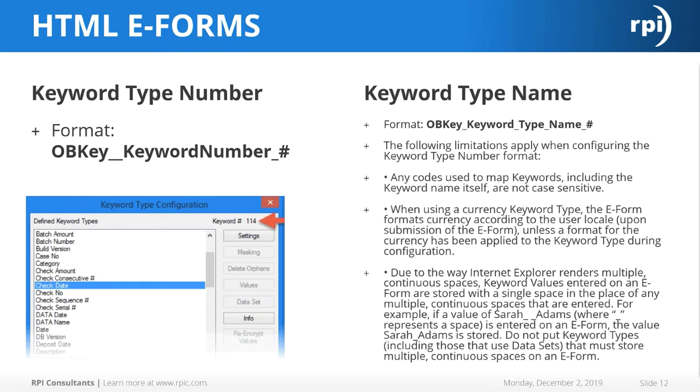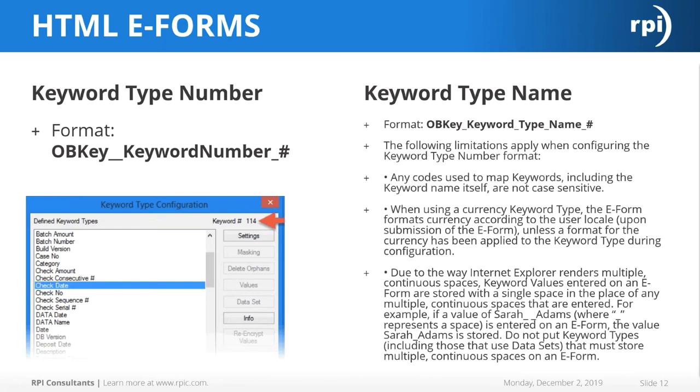So what we're talking about when we say keyword type number is this format here. We would have the OB key underscore keyword number underscore number. I have a display here on the screen of where you would see that keyword number. For example, I have check date highlighted, and in the top right hand corner, you'll see the keyword number of 114. The OB key in the format is the keyword value that is mapped, which must start with the document management system code. So the OB key is really the document management code.